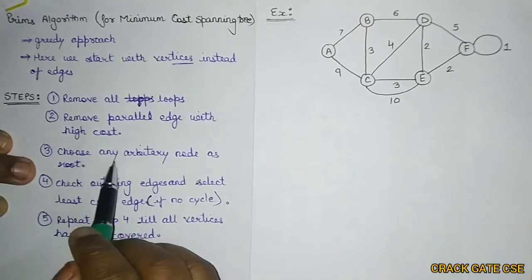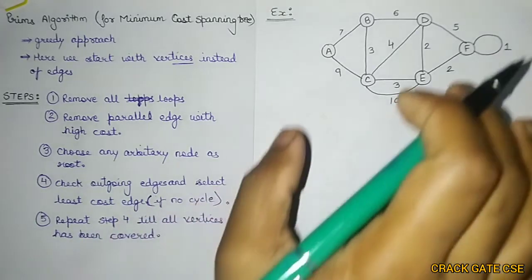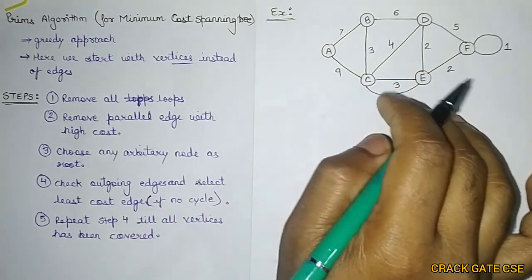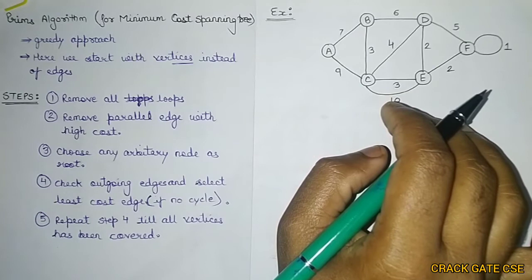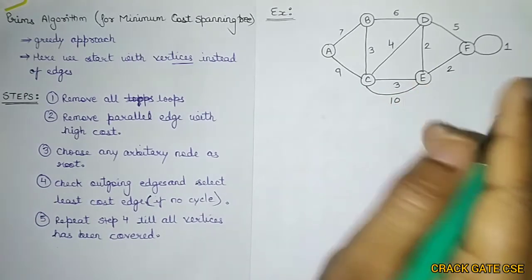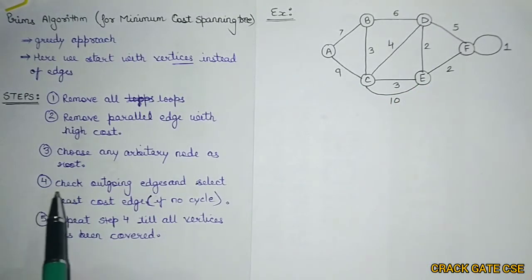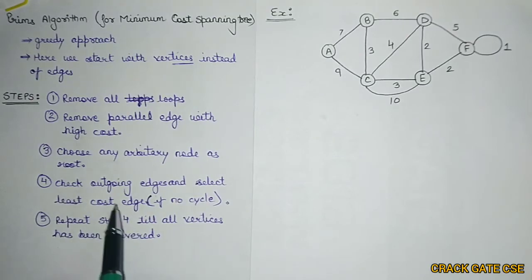The next step is to choose any arbitrary node as root. In Prim's algorithm we can choose any arbitrary vertex, while in Kruskal's we select the minimum edge, right? In the fourth step we have to check all the outgoing edges. Instead of outgoing edges, we can say that we have to find the adjacent vertex, and we have to make sure that whatever edge we follow has a minimum weight, and we have to check continuously for the adjacent edges from the newly selected vertex and the old or previously selected vertices.